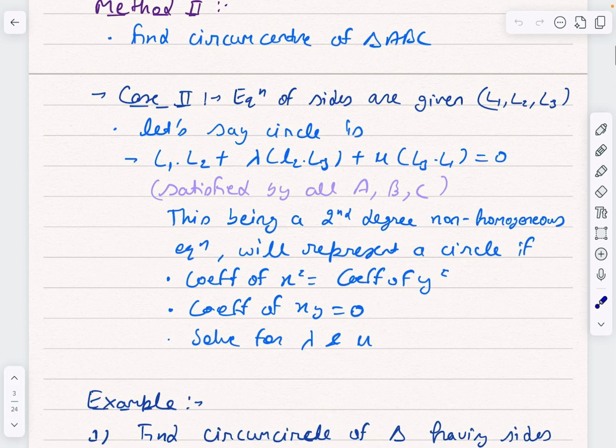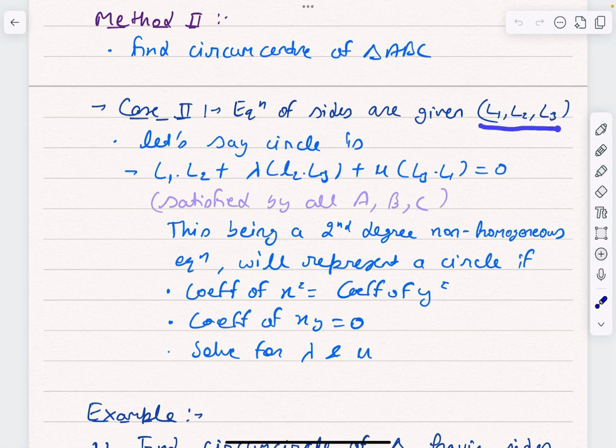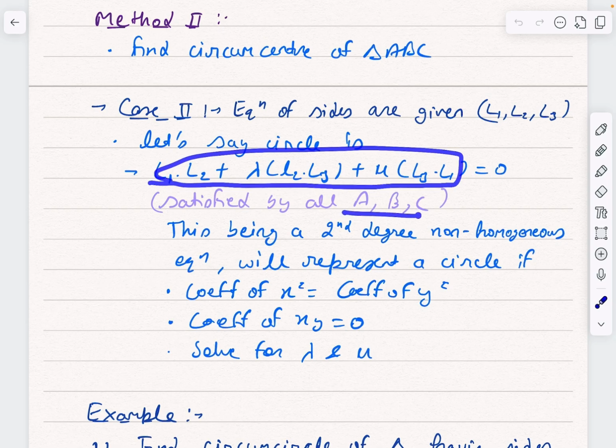The next one, when equations of sides L1, L2, L3 are given. Now there we have a smart method here. Rather than finding the vertices and solving them, we can do it directly. Let us say the circle is L1 into L2 plus lambda times L2 into L3 plus mu times L3 into L1 equal to 0. You see what we are doing here is we're taking lines pairwise: L1, L2, L2, L3, L3, L1. Multiply one of the pairs with lambda, another pair with mu. Now you will see this equation will be satisfied by all 3 points A, B, C.